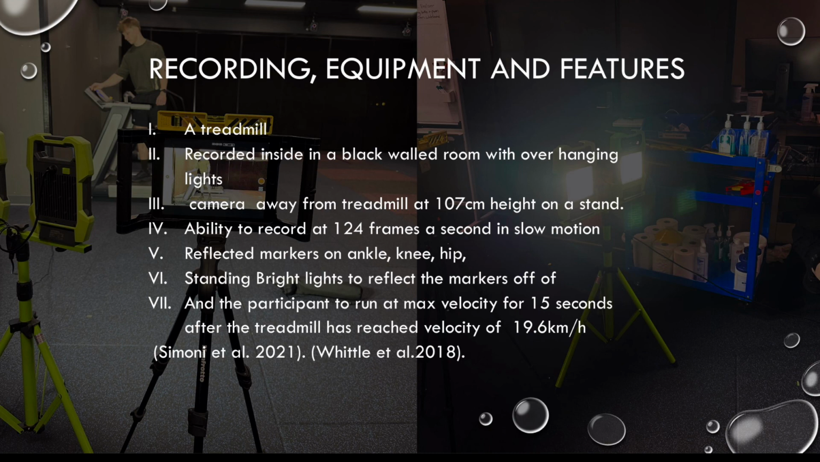We need to put reflective markers on the ankles, knees, and hips to look at all the joints. We also need the participant to run for 15 seconds at a velocity of 19.6 kilometers.